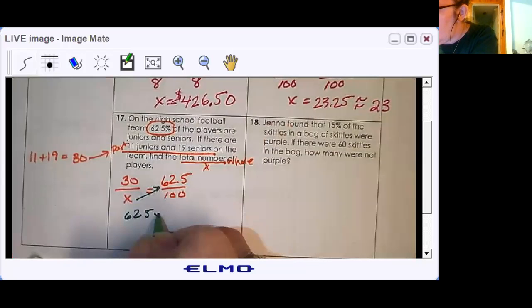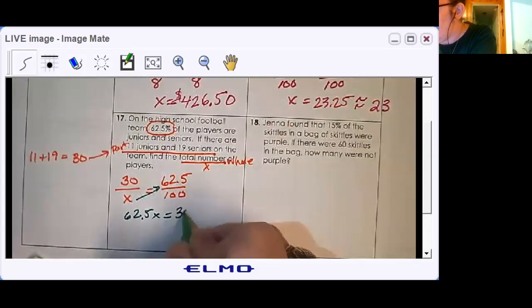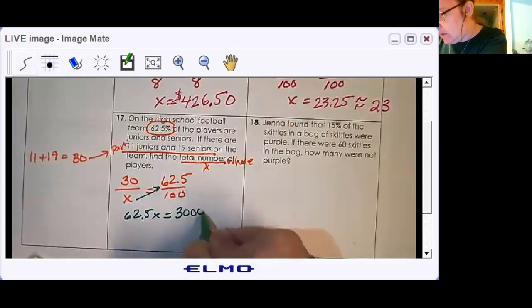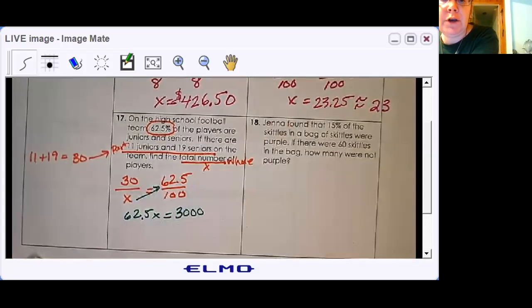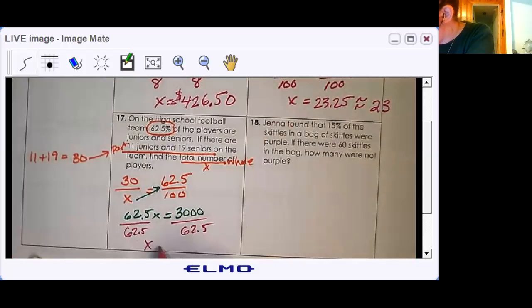62.5x equals 3,000. Now I'm going to divide because I want to know how big the team actually is. So I'm going to divide both sides by 62.5. That's 3,000. And I'm going to get 48. So this is a team of 48 players.